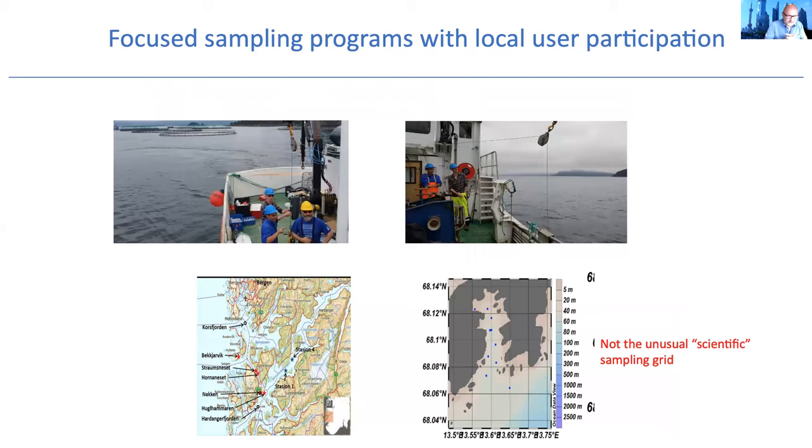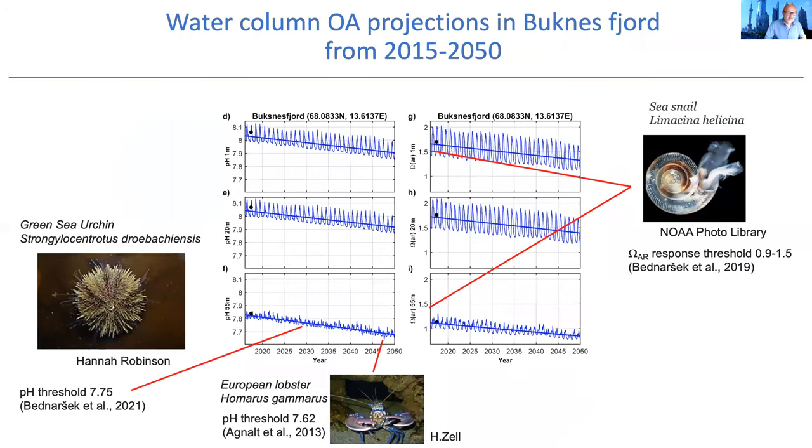One of the things about gaining the confidence of the locals is that, one, you can have a much more focused sampling campaign. This is not the usual scientific sampling grid, which would have been every kilometer or whatever, or every 0.01 of a degree, but it's informed. And also the fact that when we gain the confidence, we can take samples closer to industrial units than is legally allowed. We got permission to go very close to the aquaculture units, which is a great advantage of this discussion. But what does this provide?